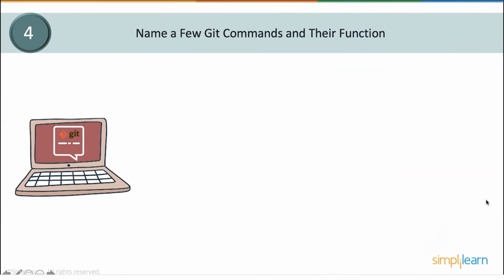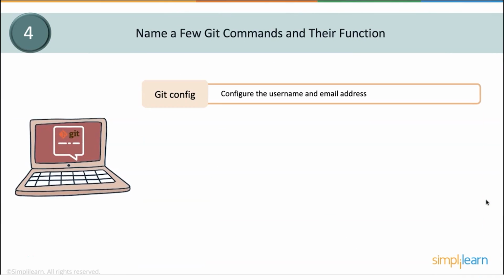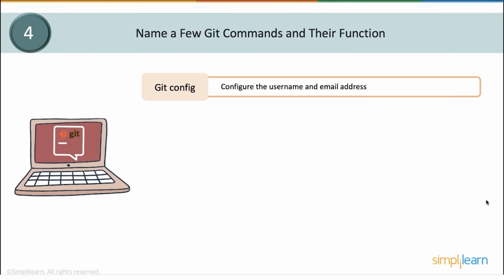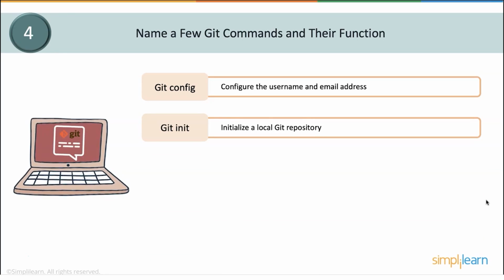Okay, so now next question, give us a few git commands and their functions. There are a few commands. The first command is git config. In git config, you basically configure your username and email address. That is really helpful whenever you would like to push the repositories to your cloud environment.